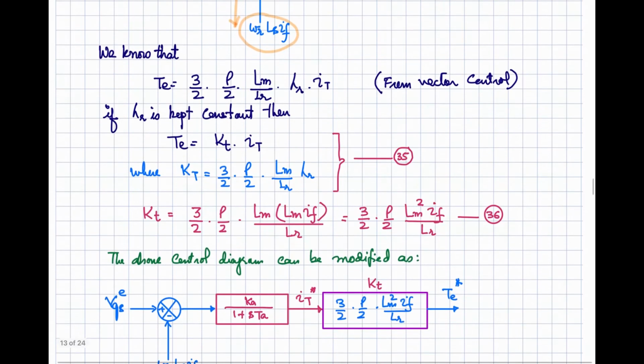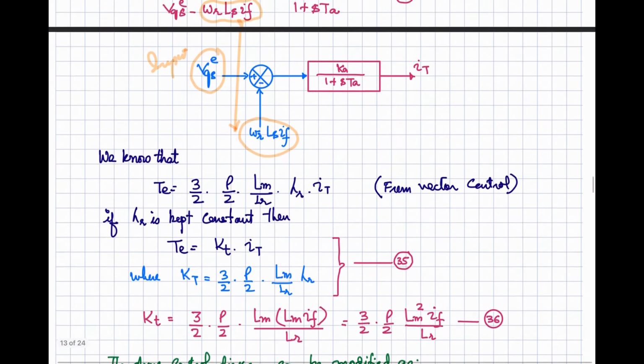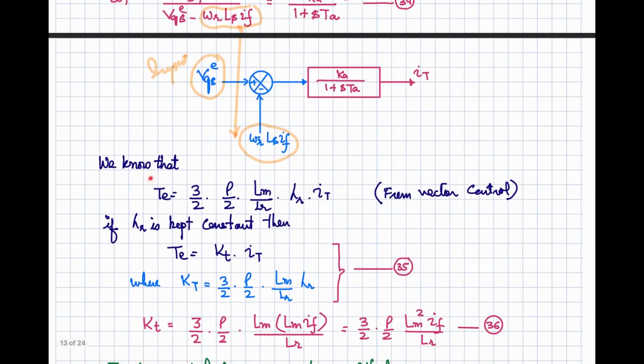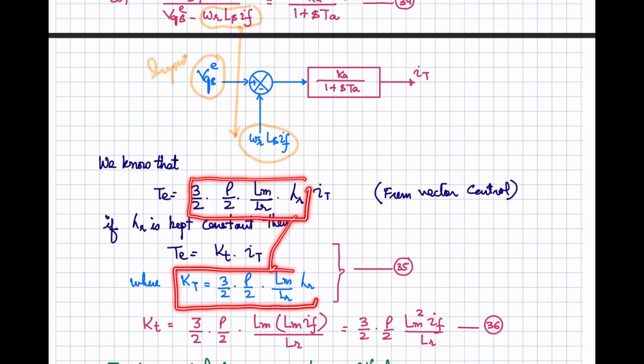From the previous lecture, we know about the expression for the torque. The electromagnetic torque is given by this expression for the field oriented control. If the lambda r is kept constant, the whole of this part will be constant, because these are the motor parameters, which are considered as constant. So the torque equation can be written like that, Kt into It, where Kt is given by this equation if your flux linkages on the rotor side are considered constant.